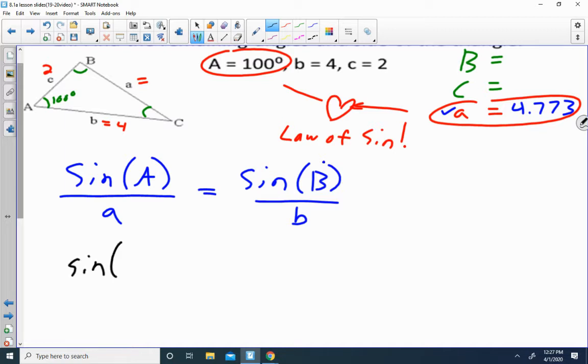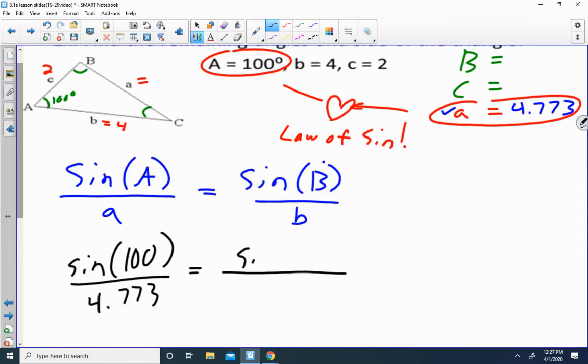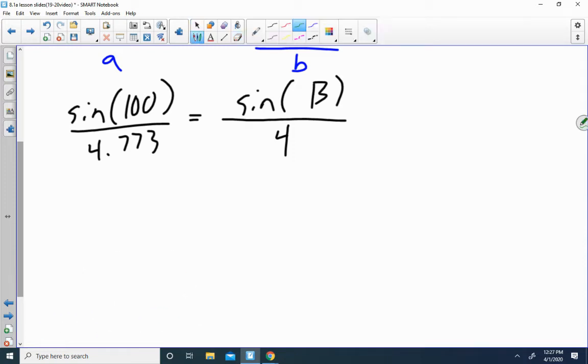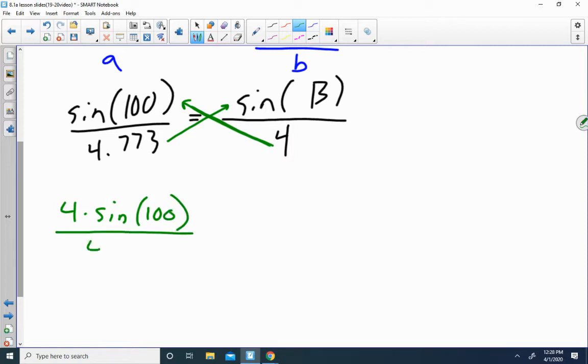So I got to do sine of 100 degrees all over little a, where little a, we just found it to be 4.773. Then I got to do sine of big B, I don't know what big B is, all over little b, where little b is going to be 4. Perfect. And once we get to here, you just do what we did in the last video, cross multiply. Across the first way, you'll get 4 times sine of 100 degrees, all that divided by 4.77.